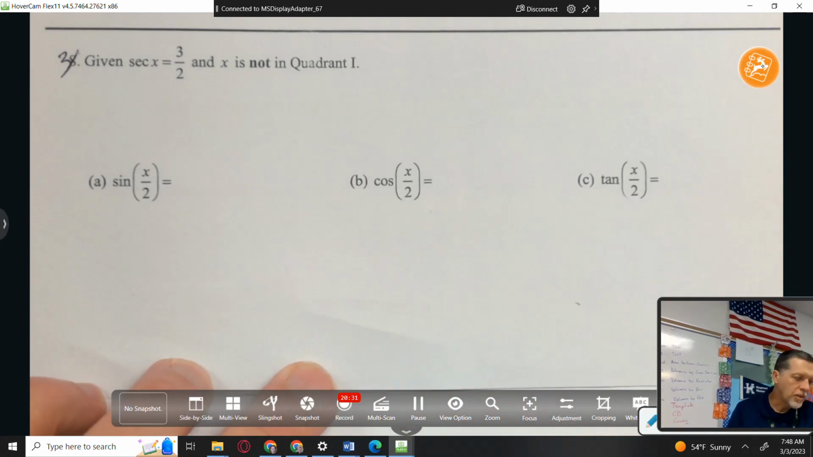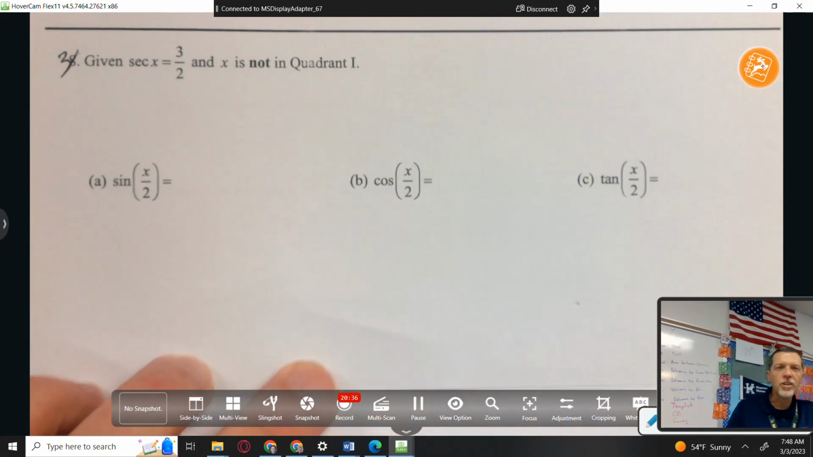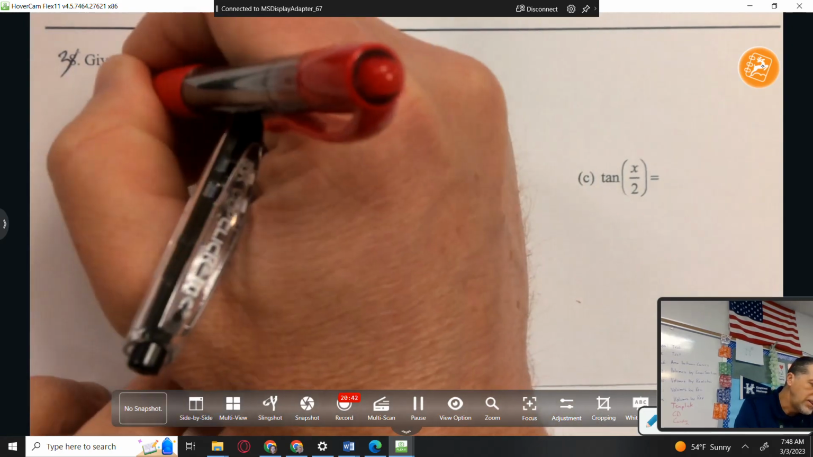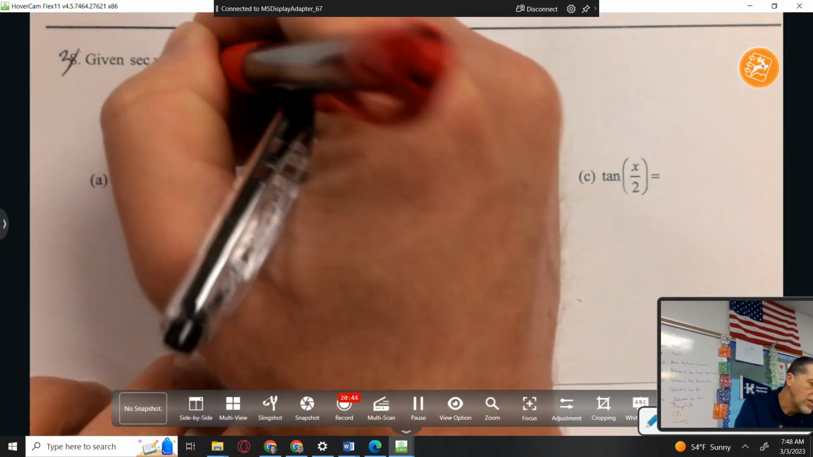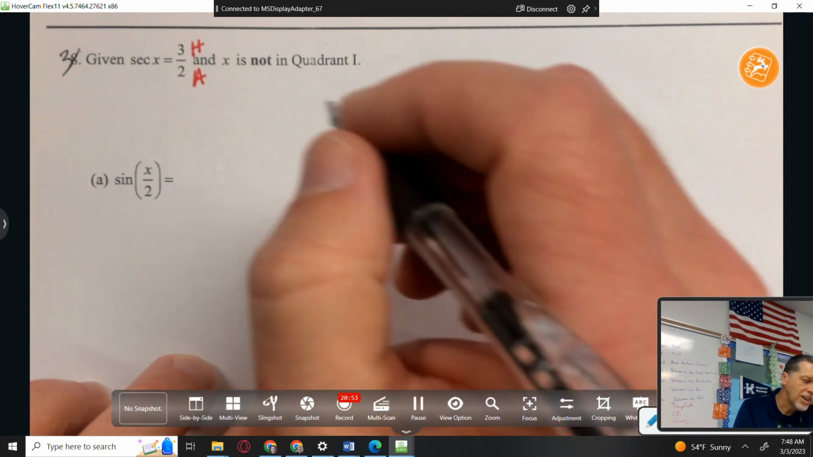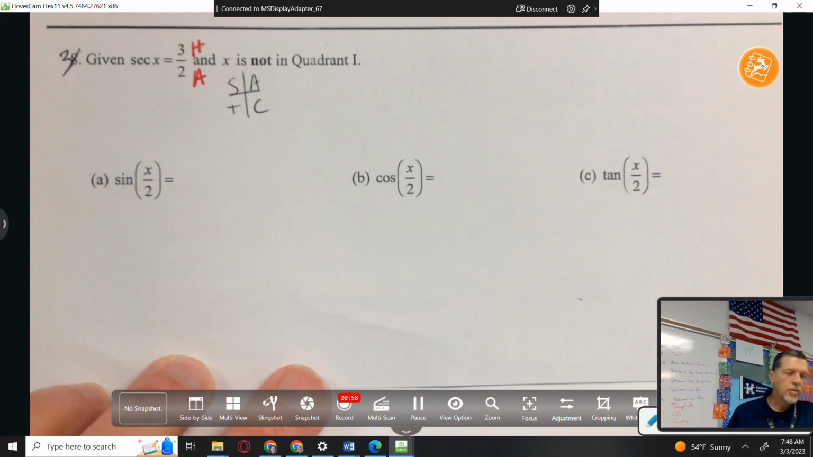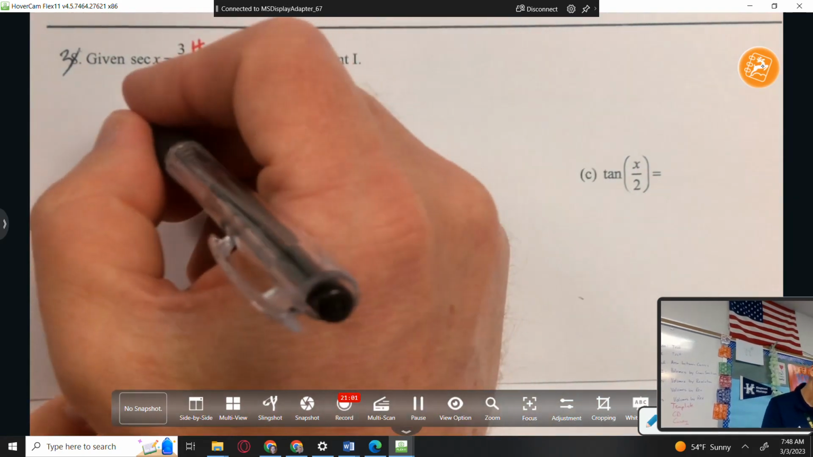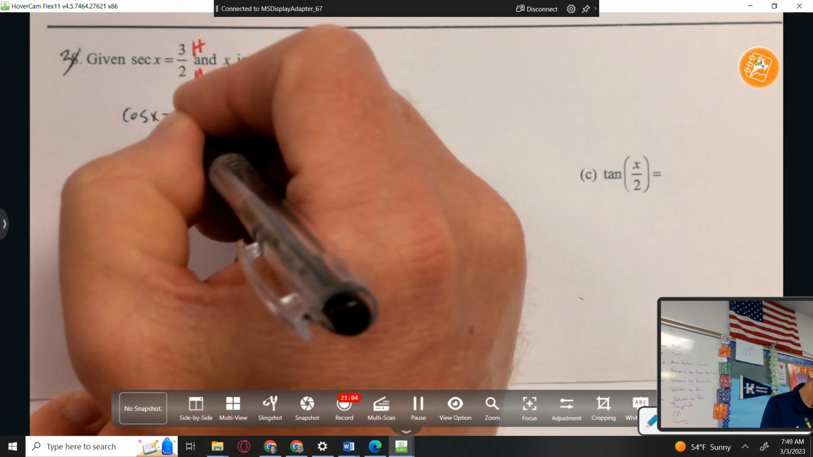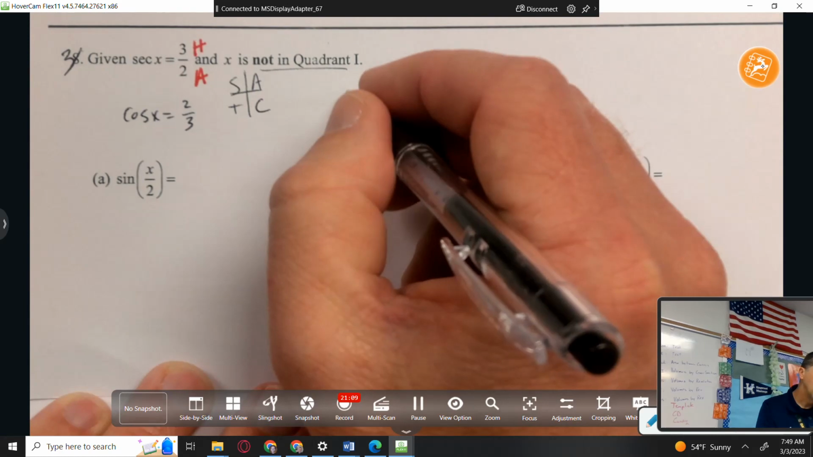Secant of x equals 3/2 and x is not in quadrant 1. Okay, let's draw this one first. Secant of x is 3/2. Secant goes with cosine, so hypotenuse over adjacent is 3/2. But not in quadrant 1, so where am I supposed to draw this thing? Where is the secant positive? Secant's positive in 1 and 4, but not quadrant 1, so we're in quadrant 4.